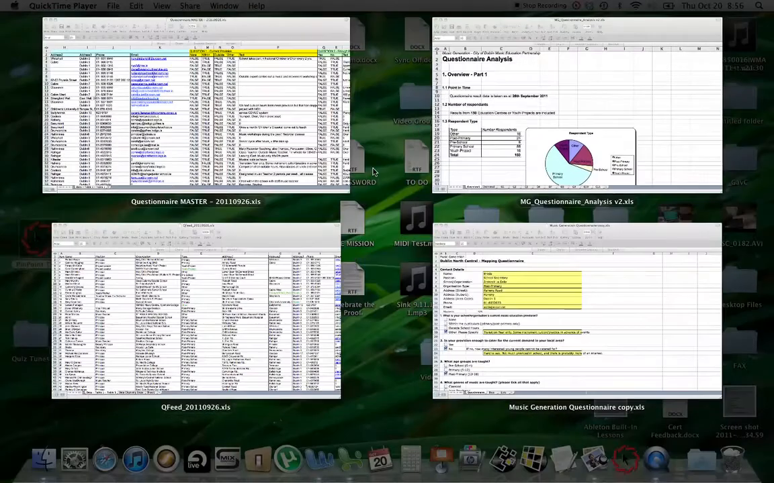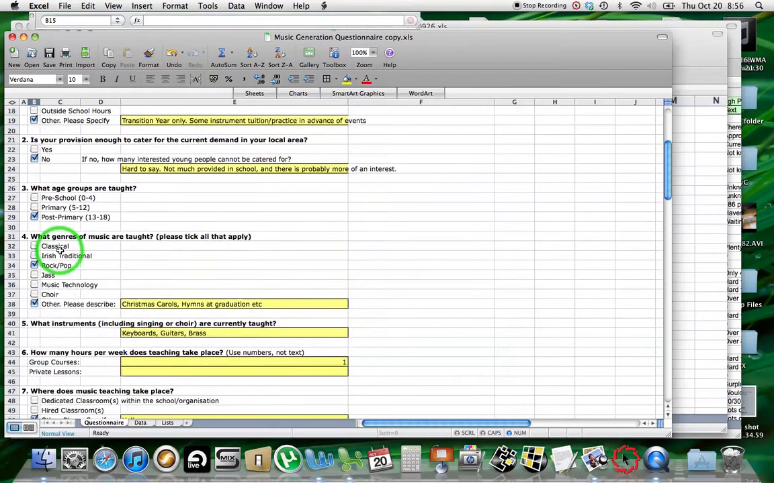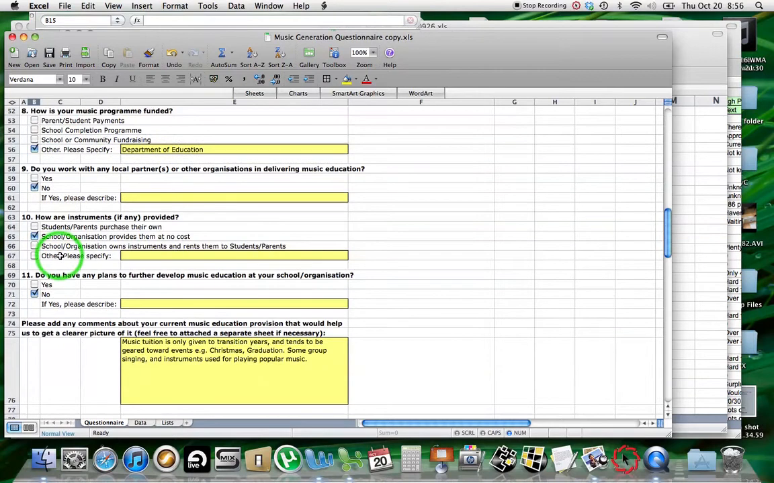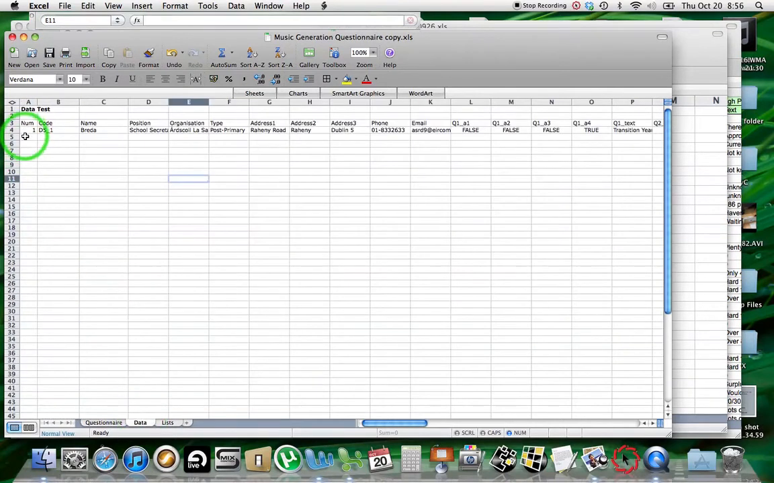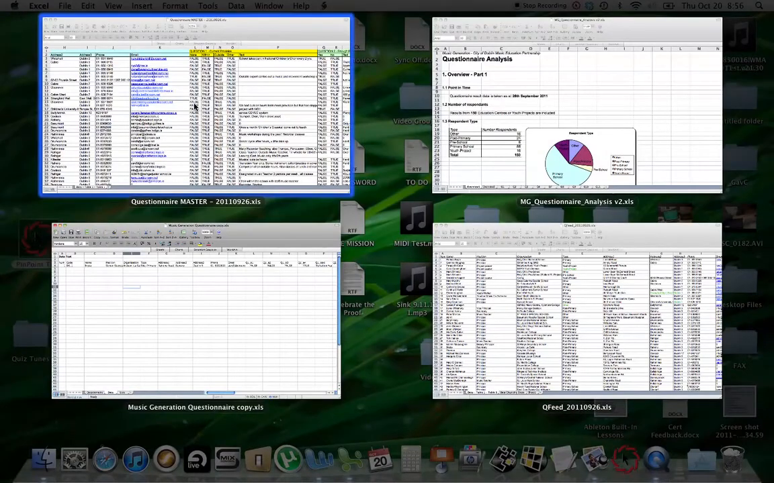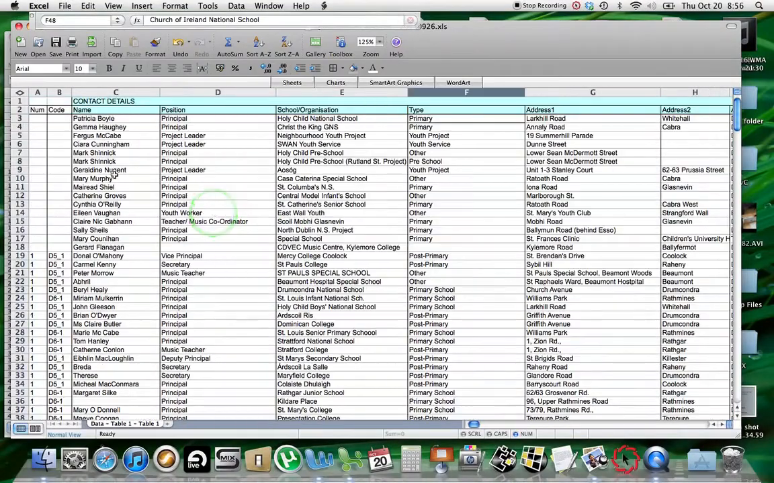So we started off with our questionnaire that we had for each school, with information filled out and tick boxes against our 11 questions in the questionnaire. This transferred into one row of information per questionnaire, as you can see. And we fed all that into our master. So one row per questionnaire.